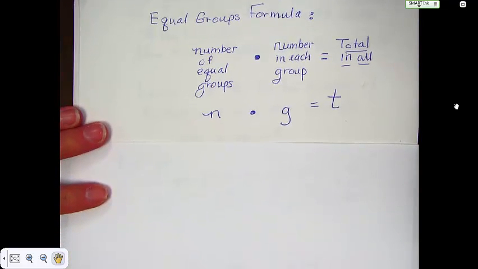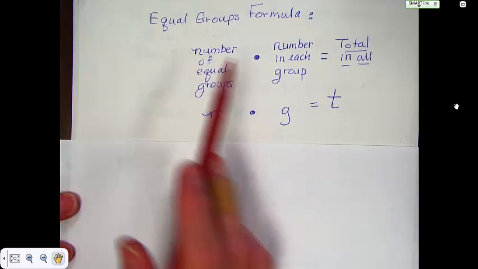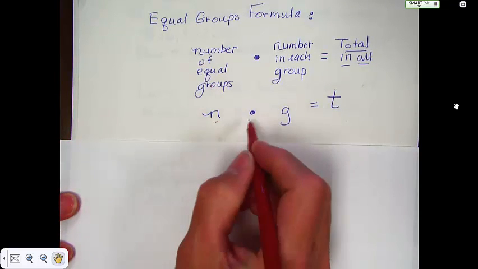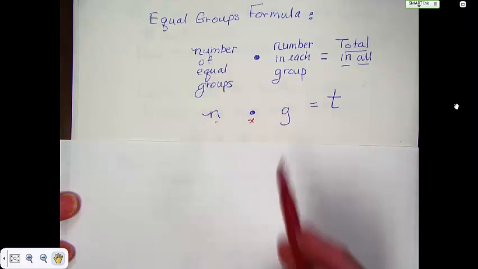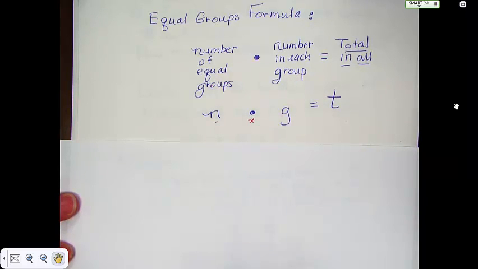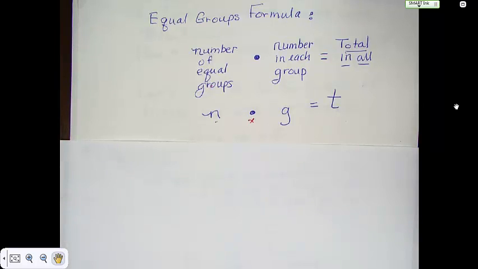Now, as a formula, it looks like this. N means number of groups. This little dot right here means times. G means the number in each group, like for instance the 30 M&Ms in the package. And T means total. That means all the M&Ms in all the packages if you threw them in a bowl.